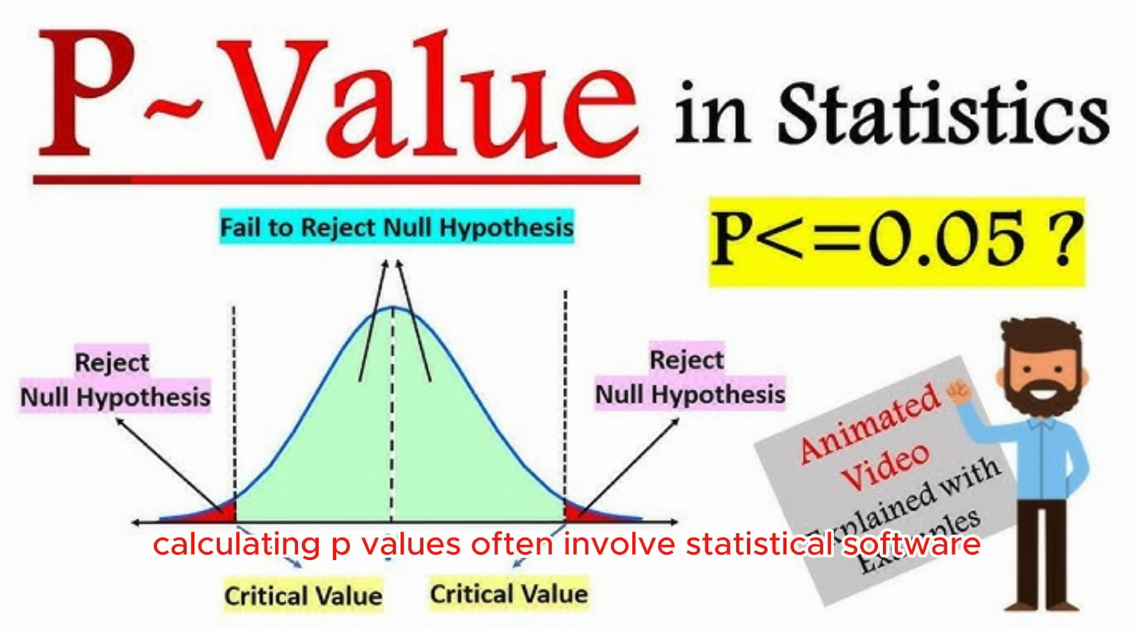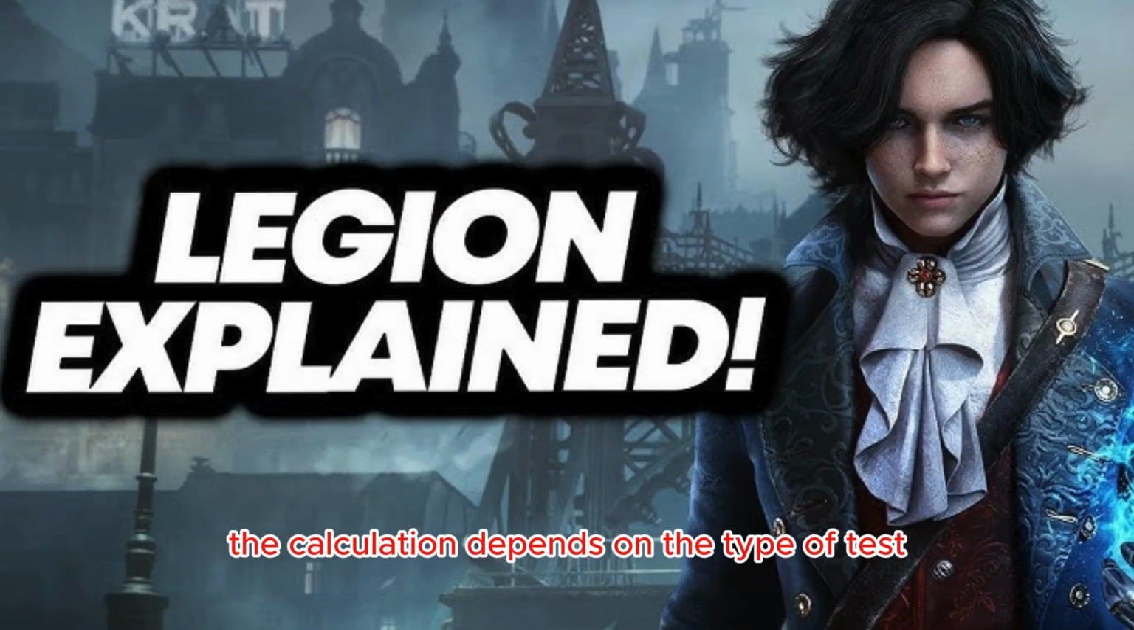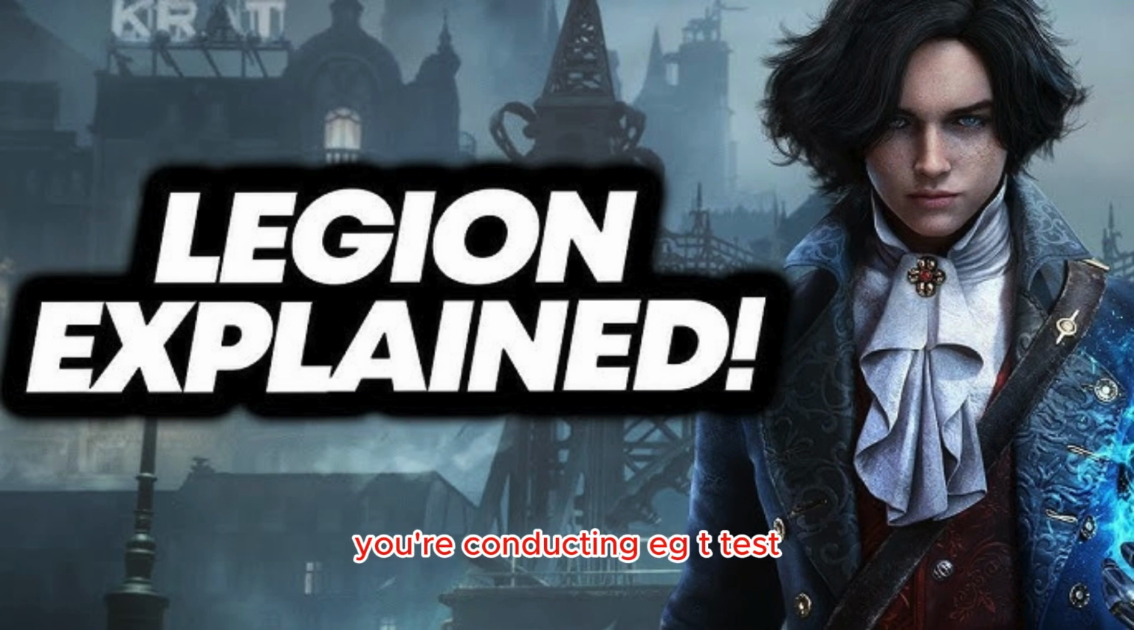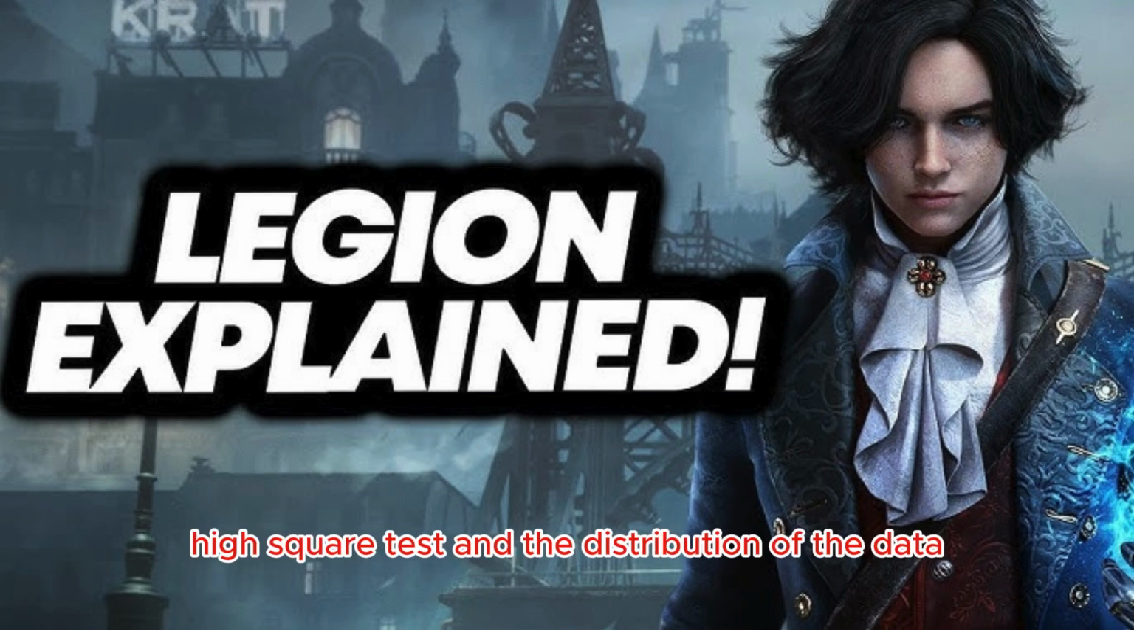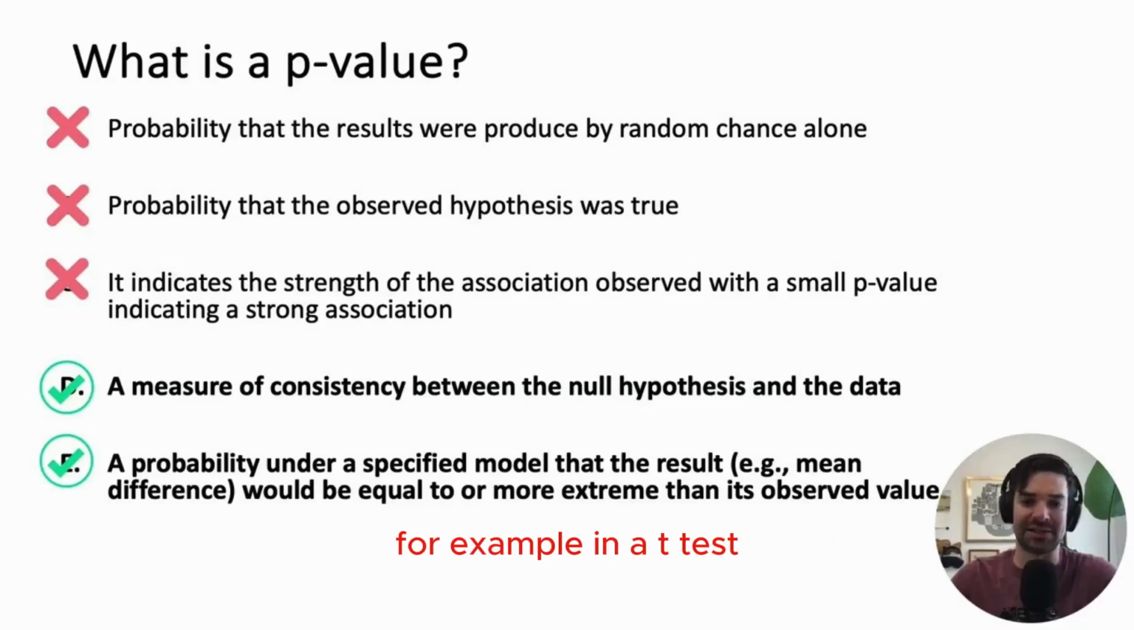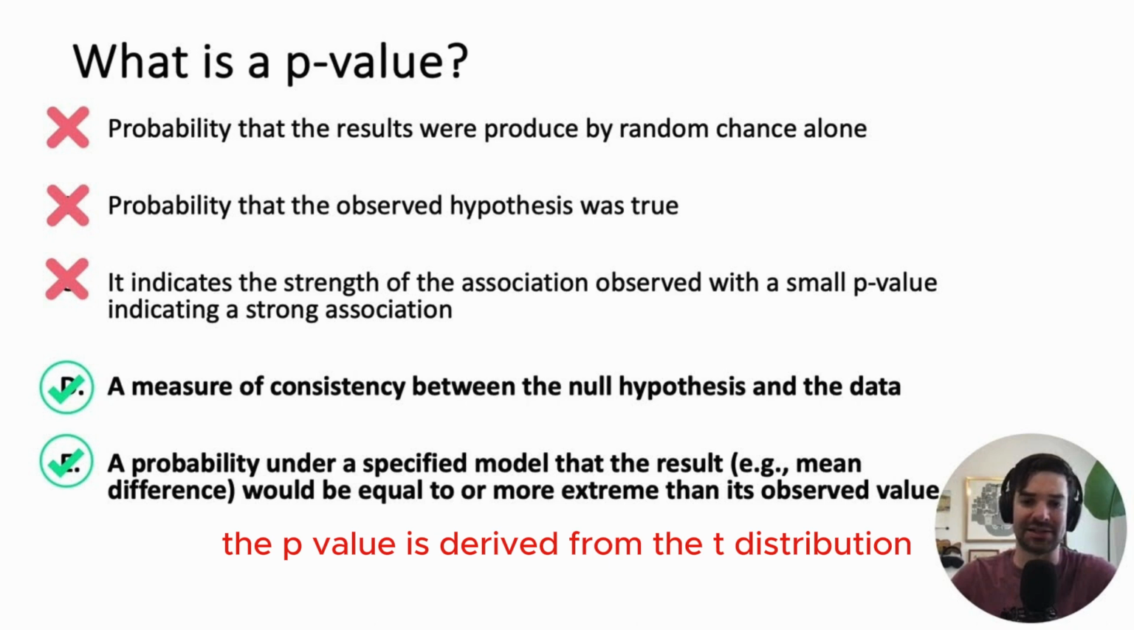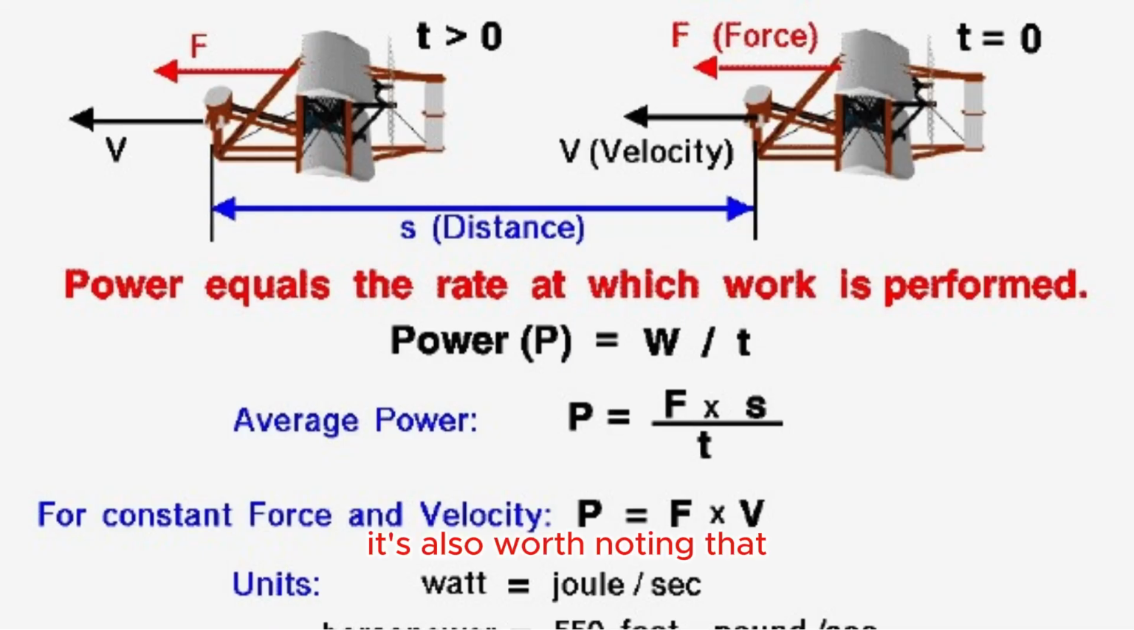Calculating p-values often involves statistical software, which can handle the complex mathematics involved. The calculation depends on the type of test you're conducting, e.g., t-test, chi-square test, and the distribution of the data. For example, in a t-test, the p-value is derived from the t-distribution, which accounts for the sample size and the variance in the data.